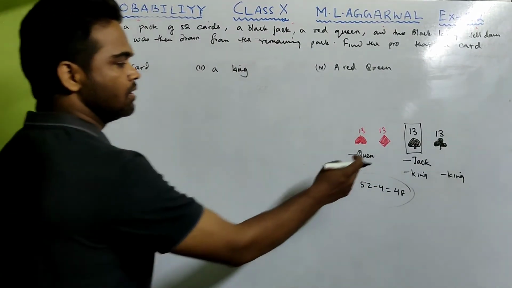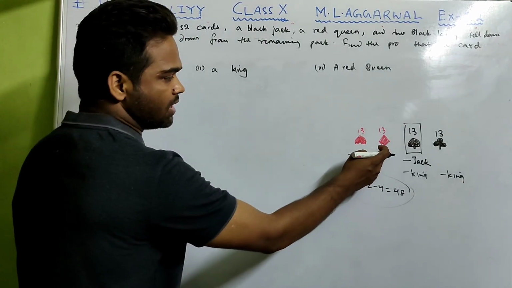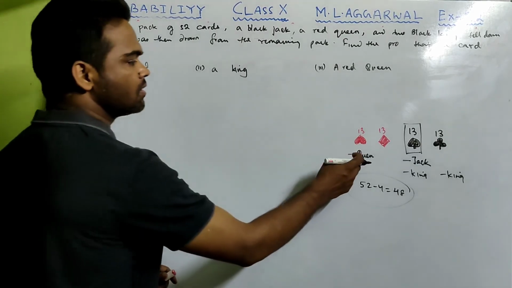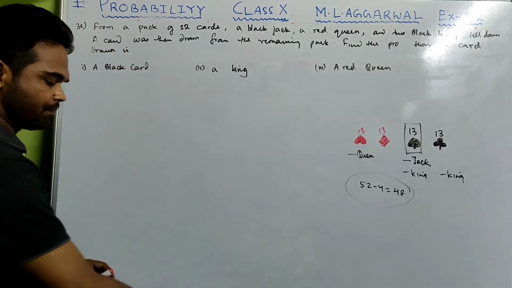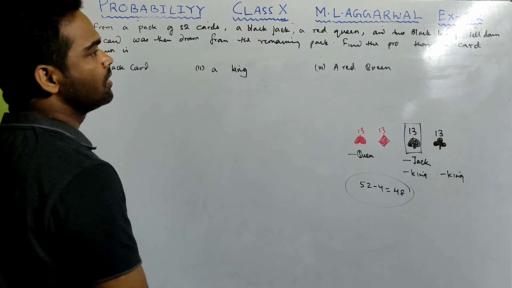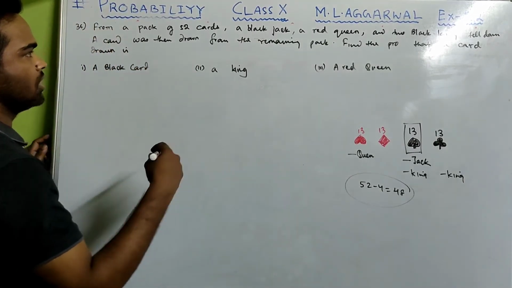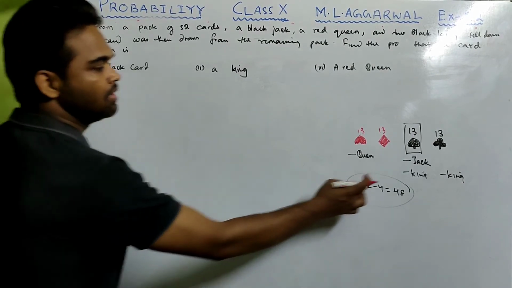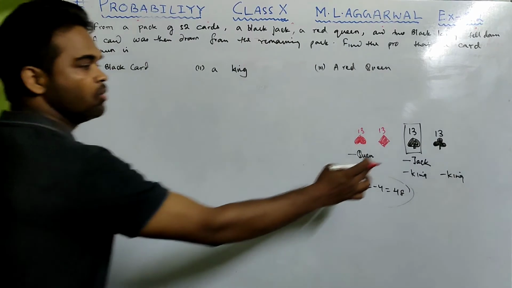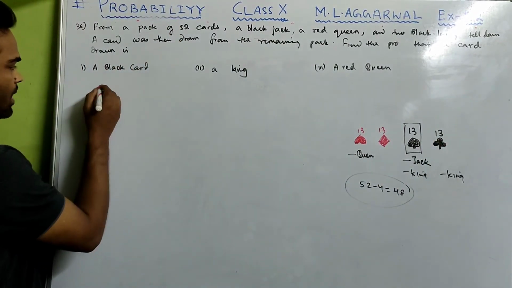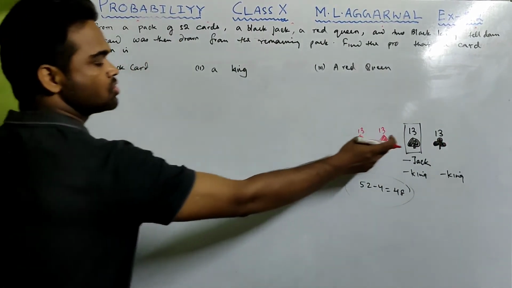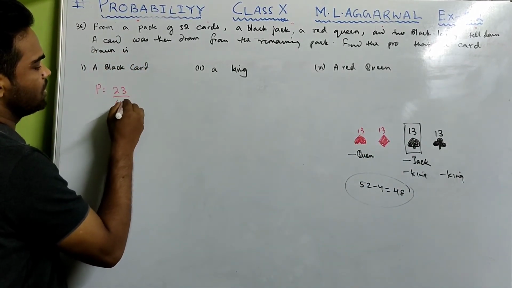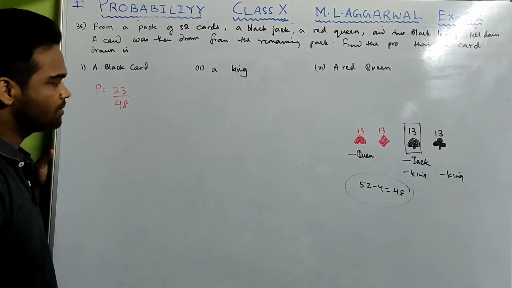Okay, if somebody is taking that a queen fell from diamonds, then also that is correct. I have taken that the queen of heart fell down. Okay, now what they say, a card was then drawn from the remaining pack. Find the probability that the card drawn is a black card. Now see, 3 black cards are removed out of 26. So the probability that it is black is 26 minus 3, that's 23 by 48. Isn't it?